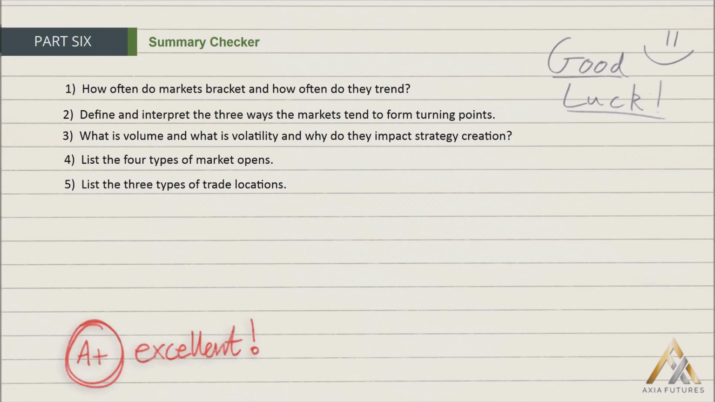So how often do markets bracket, and how often do they trend? Again, rough estimation. It's not an exact percentage. It's going to vary based on the time, the fundamentals in the market, but roughly how often are we bracketing and how often are we trending?